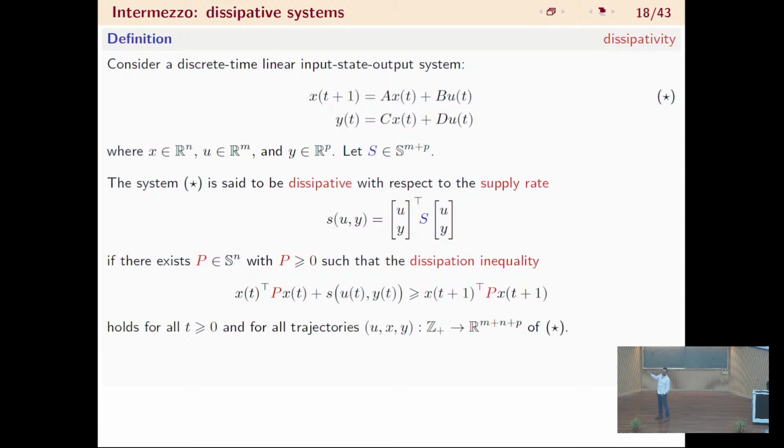I have this supply rate. It represents the energy we extract or put in the system, depending on the sign. And this dissipation inequality says that the energy dissipates, actually. I cannot generate more energy than the stored energy plus the supplied energy, it says.